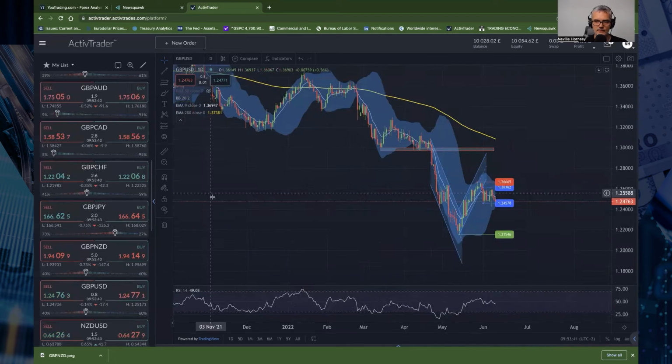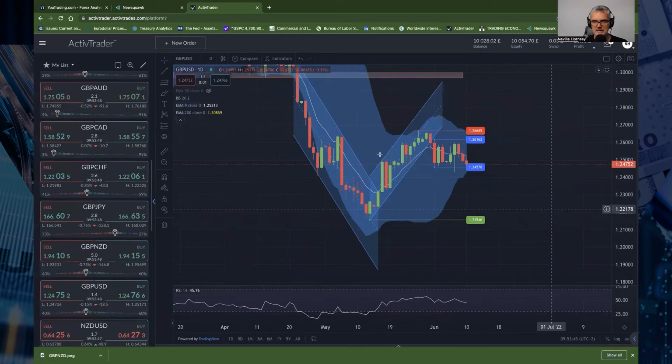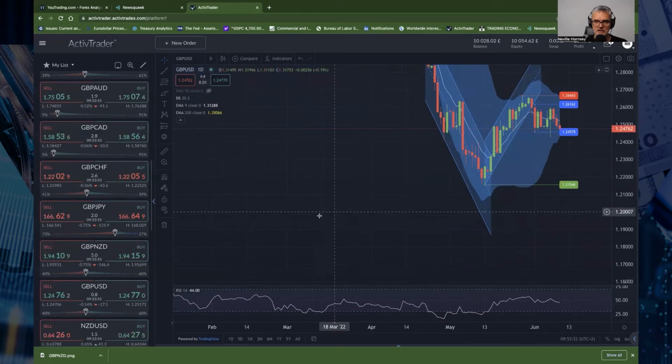Looking at cable, obviously it'd be nice to be short the cable. Euro versus US dollar would have led the way, but at the moment we're just in this range. We didn't have a setup. We haven't had a signal to go short, so just waiting on that.